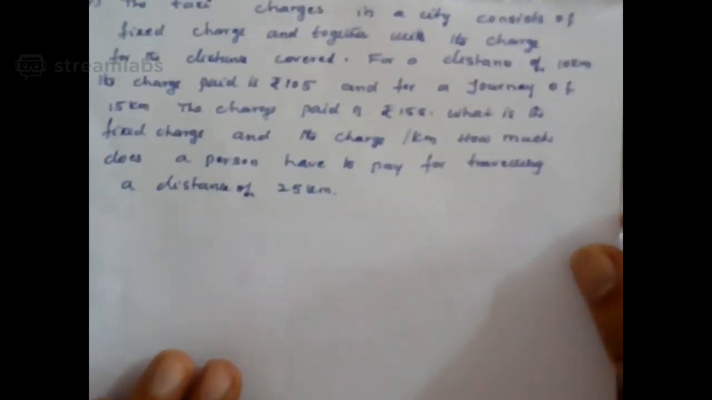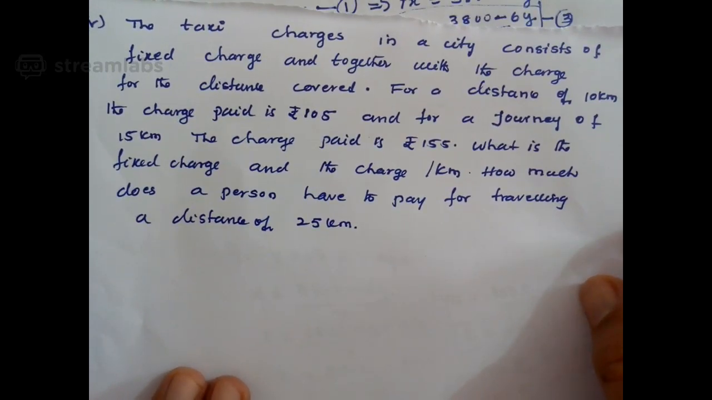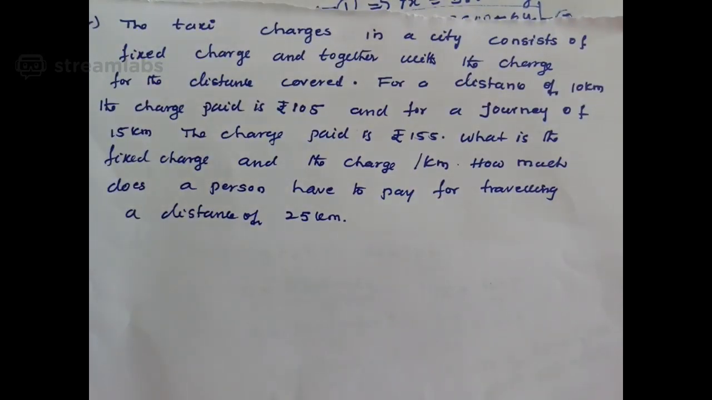Okay. See the next problem. Problem number 4. Read the question. The taxi charges in a city consist of a fixed charge together with the charge for the distance covered. For a distance of 10 km, the charge paid is rupees 105, and for a journey of 15 km, the charge paid is rupees 155. What is the fixed charge and the charge per kilometer? How much does a person have to pay for traveling a distance of 25 km?